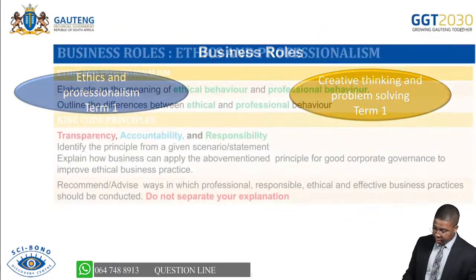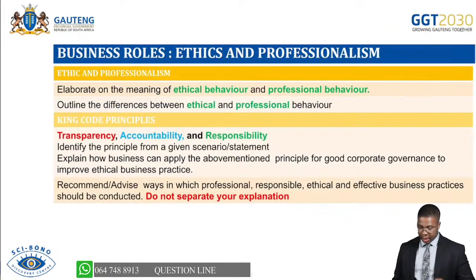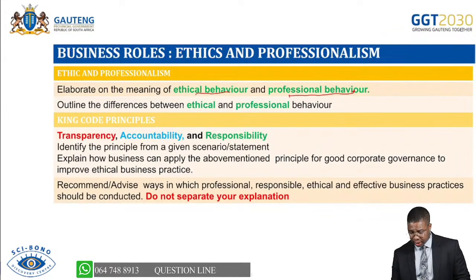employees also behave ethically. The examination guideline says to us now, this is very critical, the meaning of ethical behavior together with professional behavior. But what becomes very, very critical is the differences between ethical and professional behavior. Ethical behavior is the behavior that is expected of the business, but professional is the behavior that is expected of the worker.